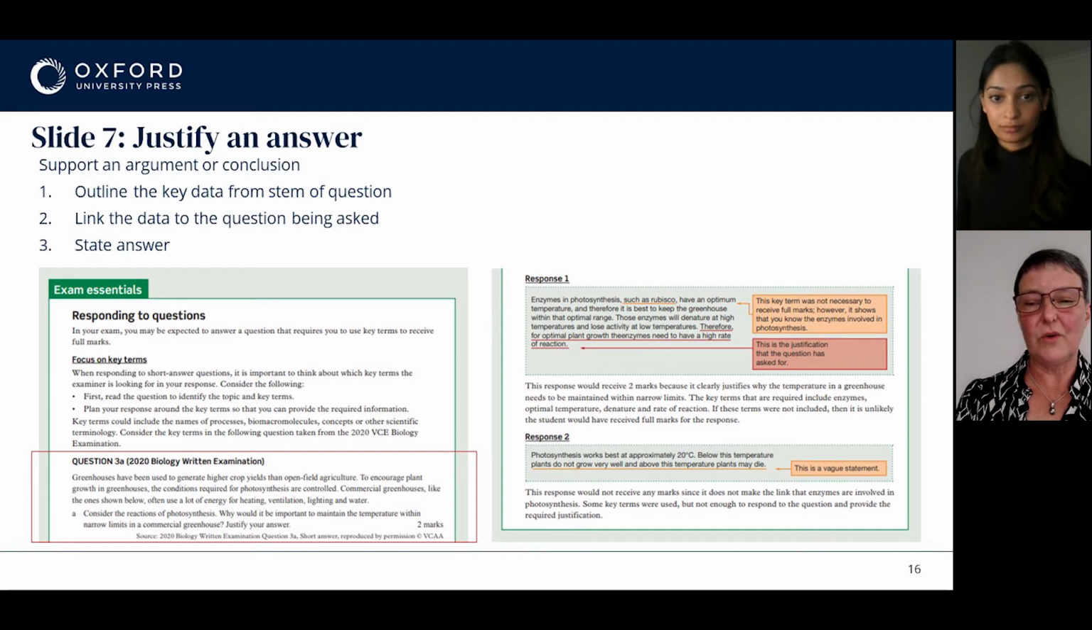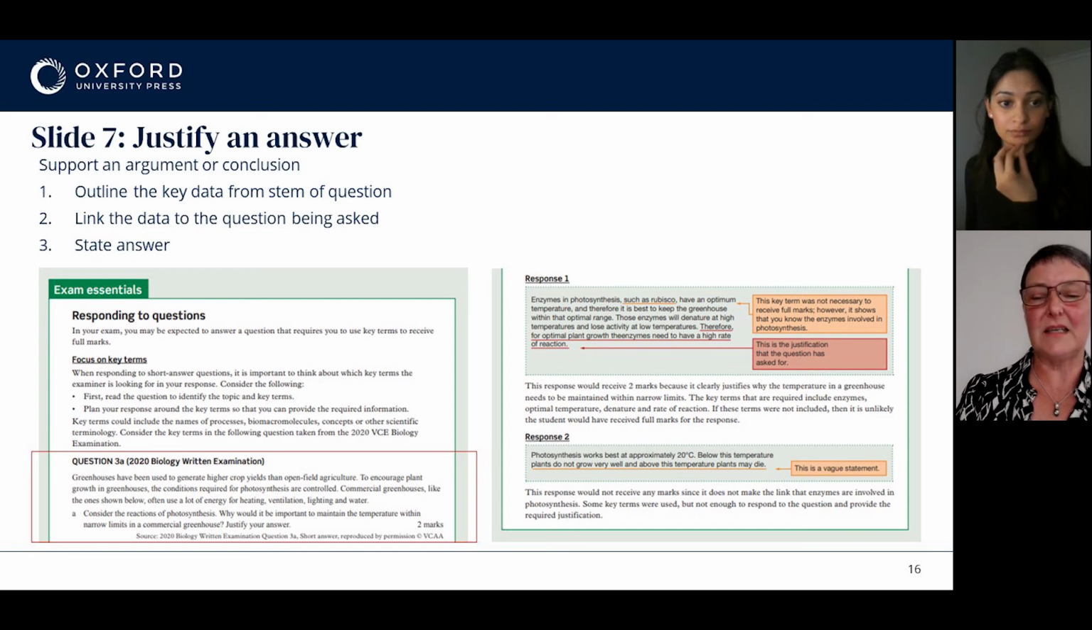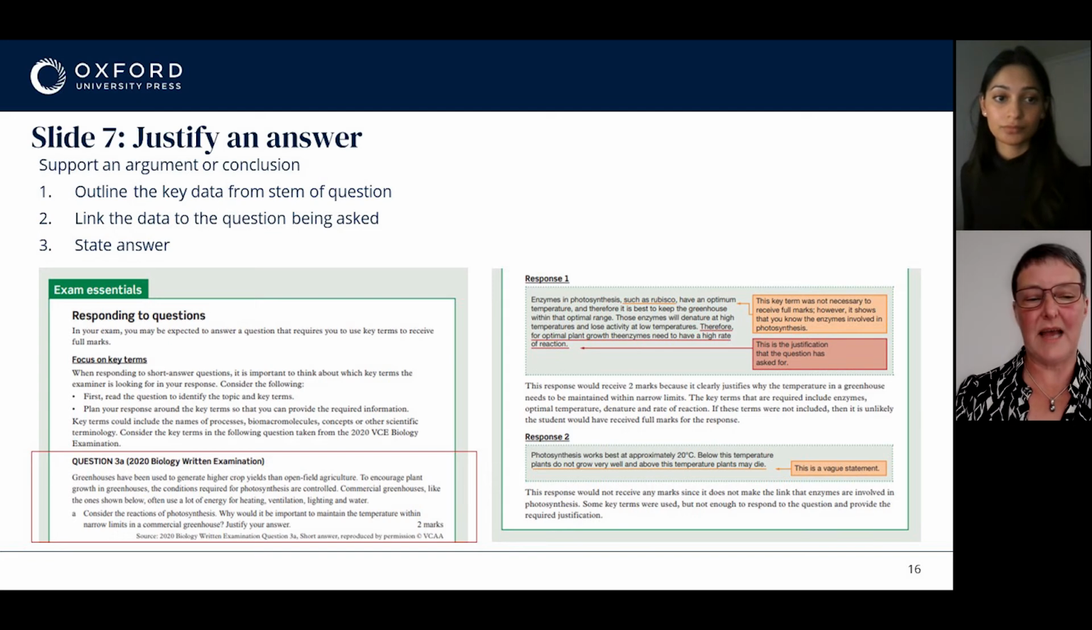So students often don't know what justify is like, and this is one of the things I know I put in the Oxford Science to start teaching students this ability, but it means they need to support an argument or a conclusion, and often when you ask students to justify, they say, well, it's just because it is, and they don't know how to do it. So the key steps they can use for this is outline the key data from the stem of the question. So tell them not to take up too much room because they're not supposed to just repeat the data, but then make links from that data to the question that they've answered. So usually they have to say what has happened, and then they need to justify how they've made that decision.